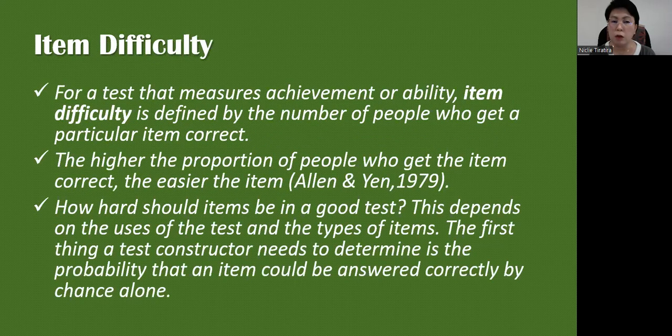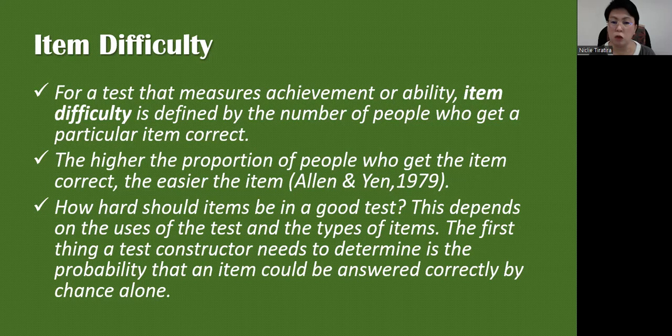Now, item difficulty is used for measures of achievement or ability. It is defined by the number of people who get a particular item correct. So here, the higher the proportion of people who get the item correct, the easier the item. How hard should the items be in a good test? Now, this depends on the uses of the test and the types of items.